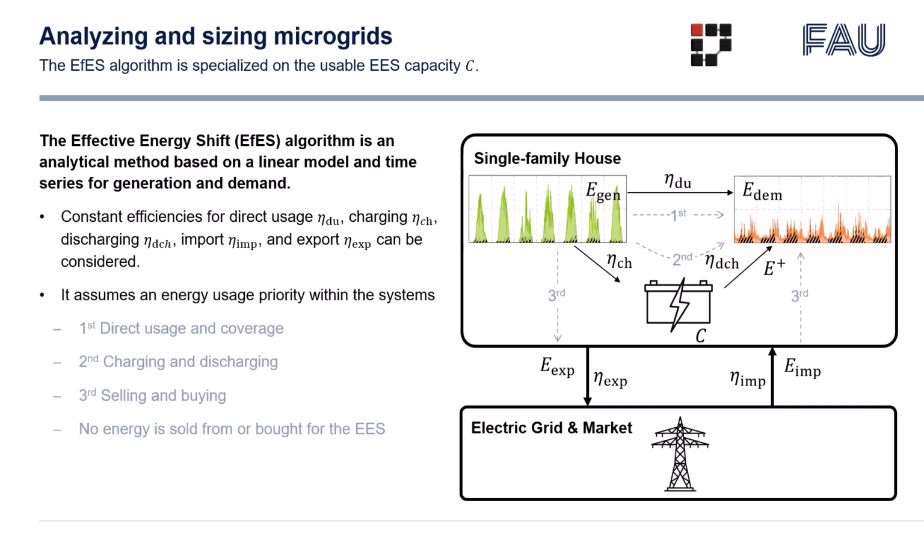The effective energy shift algorithm assumes a specific pattern in energy usage. First, you use energy generated in your system directly, so you directly cover your demand by your generation. Second priority is anything that's left over, you try to store. You try to charge your battery, or you try to discharge if you still have demand left over. And only as the last resort, you sell and buy any remaining excess or deficit to the market.